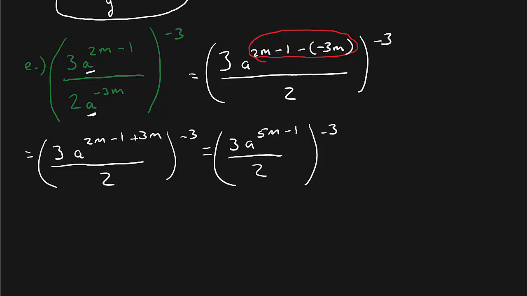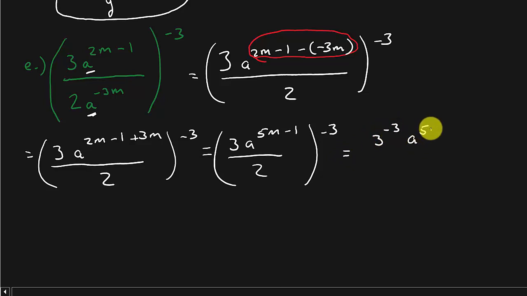Now, there's nothing else I can do inside the parentheses. So what I'm going to do now is raise each factor inside the parentheses to that negative 3 power. That's going to give me 3 to the negative 3, a to the (5m minus 1) raised to the negative 3, over 2 to the negative 3.